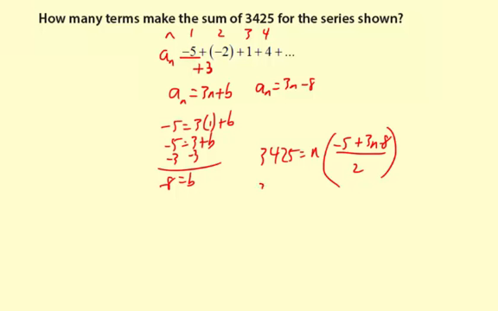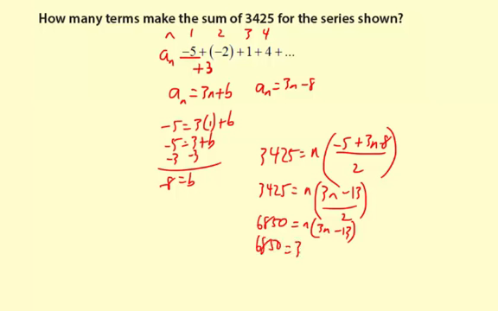So it's going to be 3425 equals, and I'm just going to simplify this a little bit on the inside here, n times 3n, and -5 minus 8 is -13, divided by 2. So next thing I'm going to do is multiply both sides by 2 to get rid of the fraction. So that's going to be 6850 equals n times 3n minus 13. Then distribute the n. 6850 equals 3n squared minus 13n.